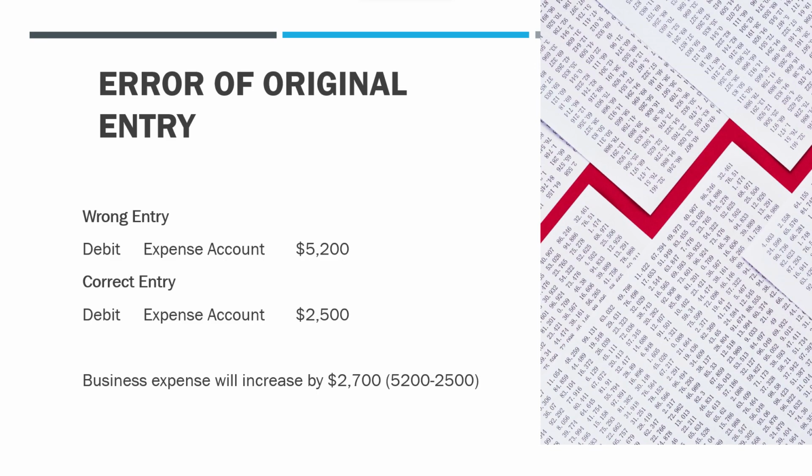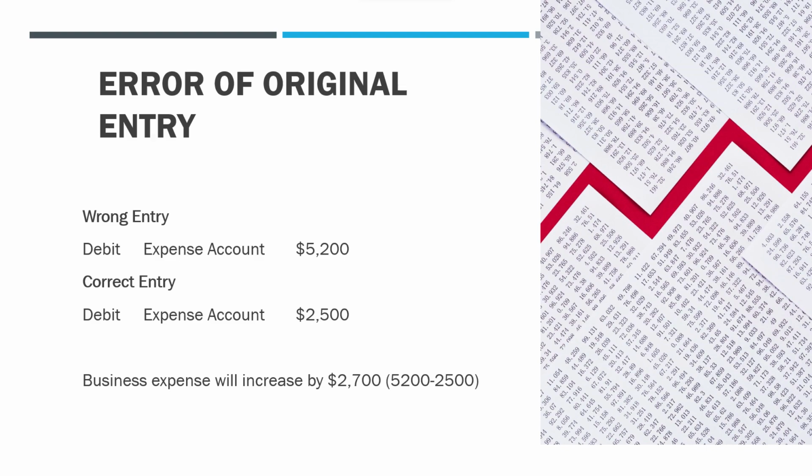This will result in increasing business expenses by $2,700. The difference between the correct amount of $2,500 and incorrect amount of $5,200. So this type of error will affect the financial statements because the wrong amount has been recorded in the ledger accounts.